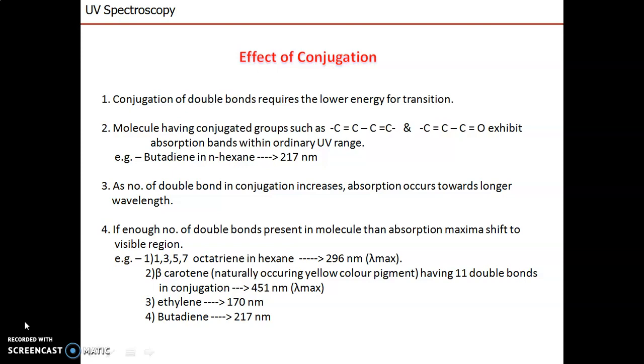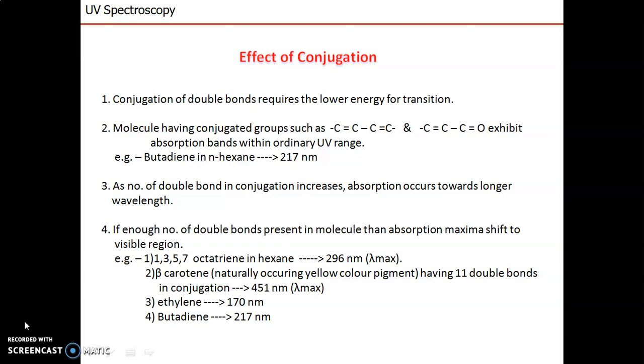For example, 1,3,5,7-octatetraene in hexane shows absorption at 296 nanometer. Beta carotene has 11 double bonds and is a naturally occurring yellow colored compound or pigment. It is a highly conjugated compound, hence it shows absorption at 451 nanometer. Means the absorption maximum happens at 451 nanometer in the visible region.